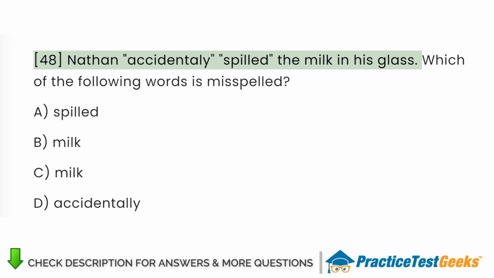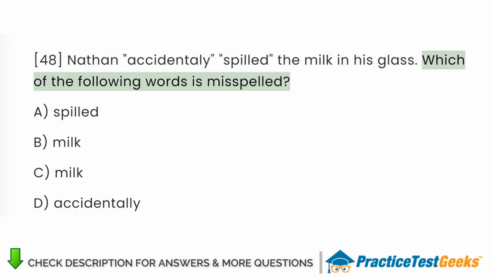Nathan accidentally spilled the milk in his glass. Which of the following words is misspelled? A. Spilled. B. Milk. C. Milk. D. Accidentally.